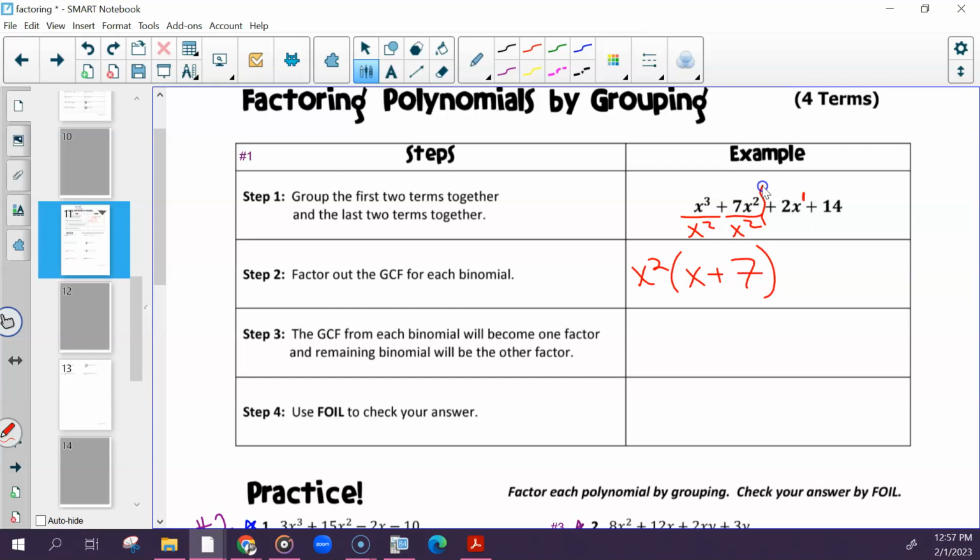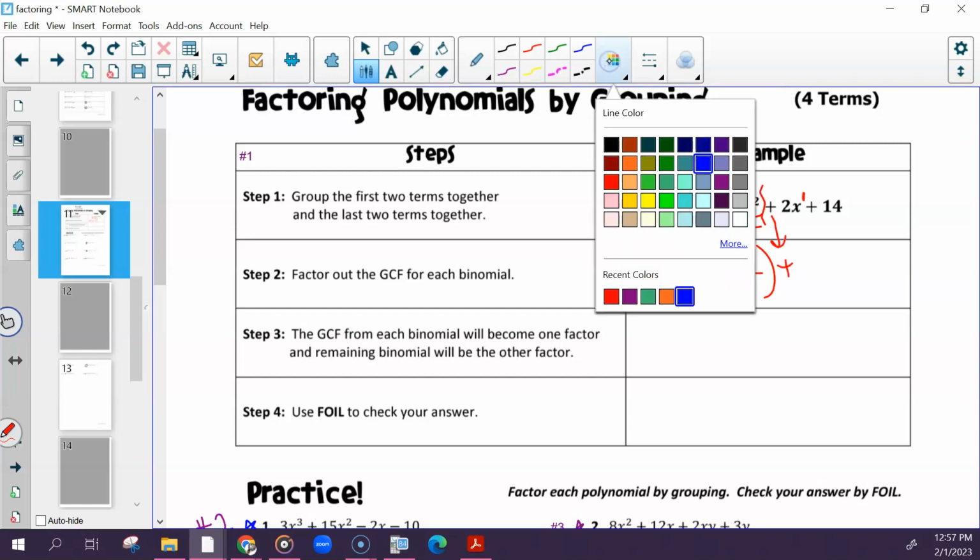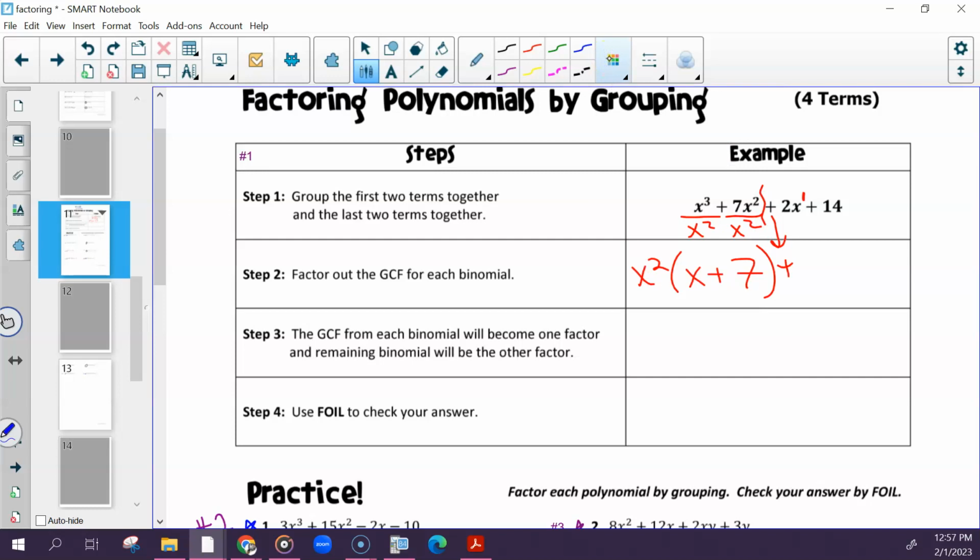Okay. Then you're going to take that sign from the second half and you're going to bring that down. Then you're going to do the same thing on the second half. Disregard what you put for the first half. That part doesn't matter anymore. What do these two have in common? 2.